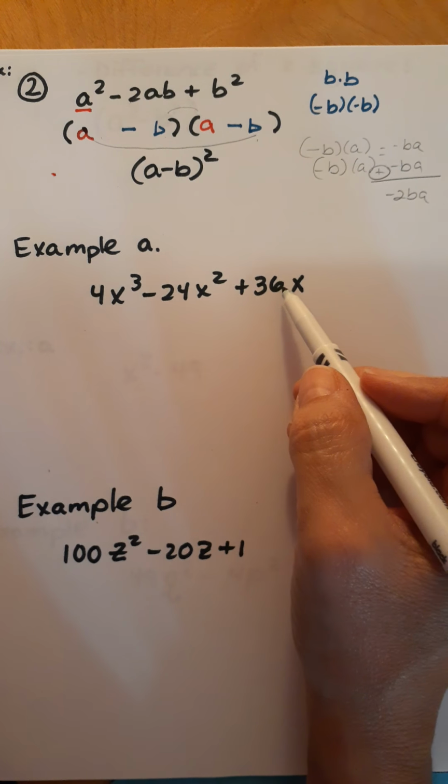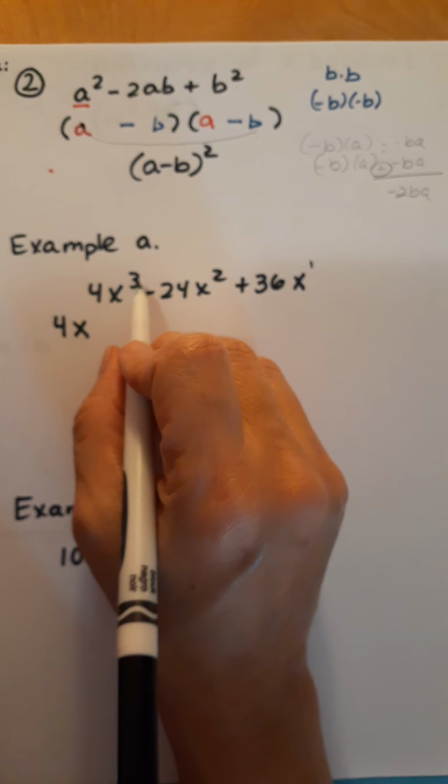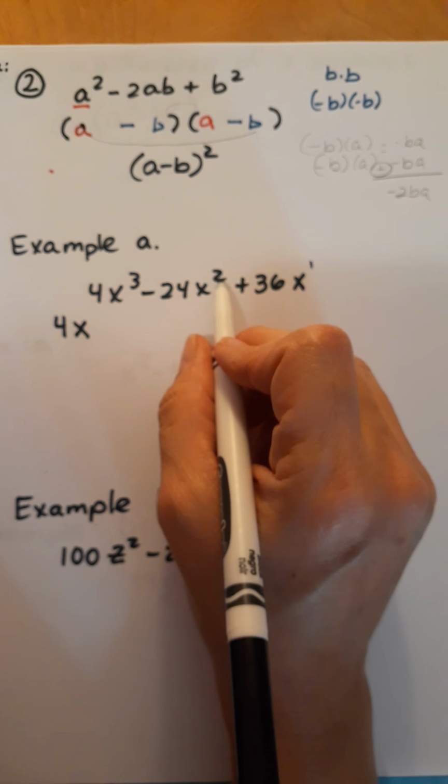So they have a common factor of 4. Do they have a common x? Do they all have an x? Well, there's x cubed, x squared, and x to the 1 power. They all have a common x. We can factor out the smallest power: 3, 2, and this would be 1. So they all have at least an x. These have x cubed and these have x squared, but this one has x to the 1, so we can take out x to the 1.